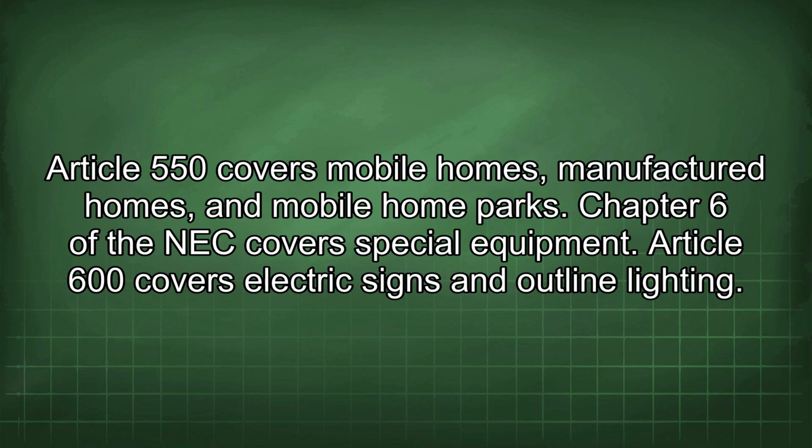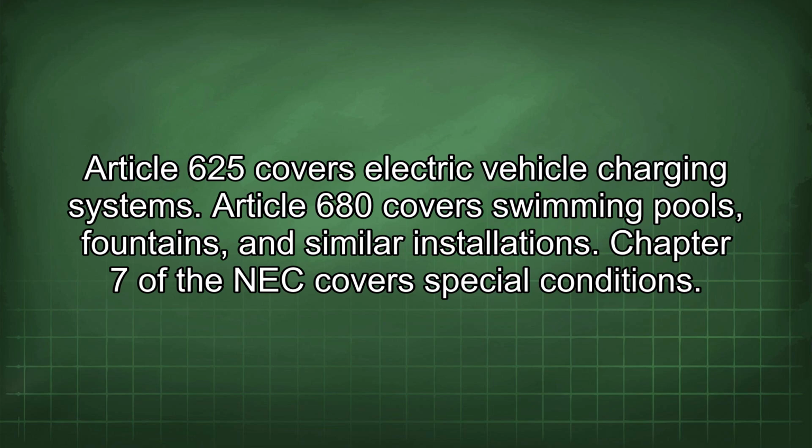Chapter 6 of the NEC covers special equipment. Article 600 covers electric signs and outline lighting. Article 625 covers electric vehicle charging systems. Article 680 covers swimming pools, fountains, and similar installations. Chapter 7 of the NEC covers special conditions.